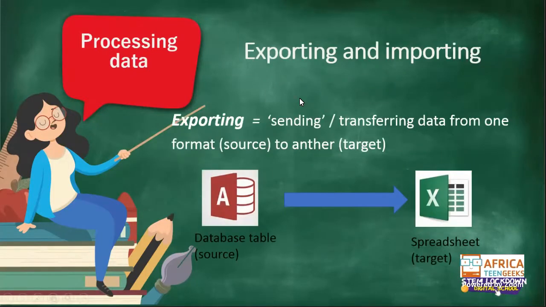Okay, so just a few things in terms of processing your data that you need to understand. You need to understand exporting and importing. When we export data, we are sending or transferring the data from one format source to another. So basically if Microsoft Access is our database table source, and we decide that we want to export the data to Microsoft Excel, which is then the target location, we are basically transferring it from one to the next.